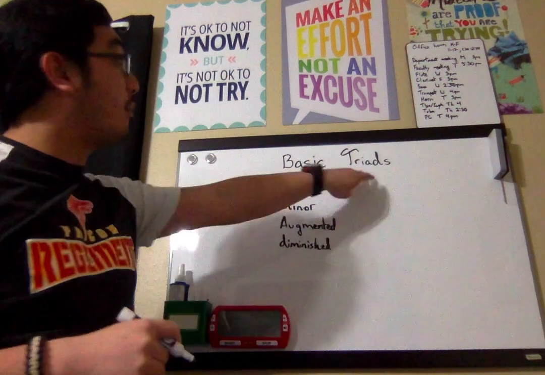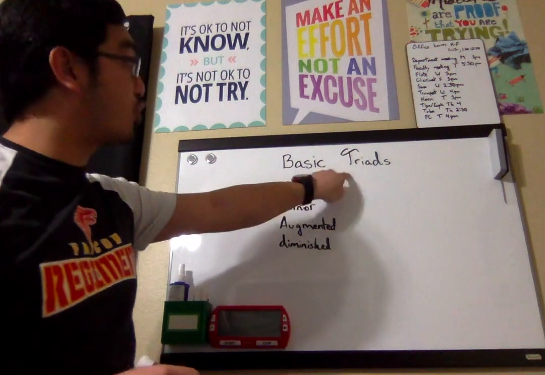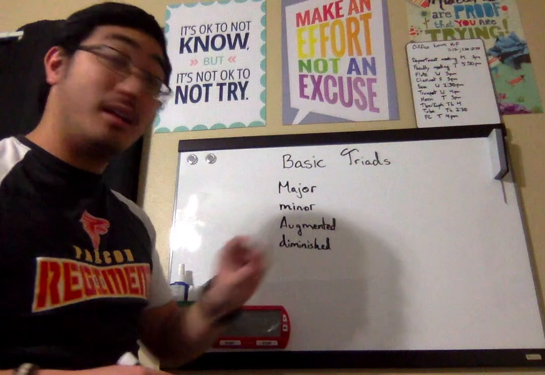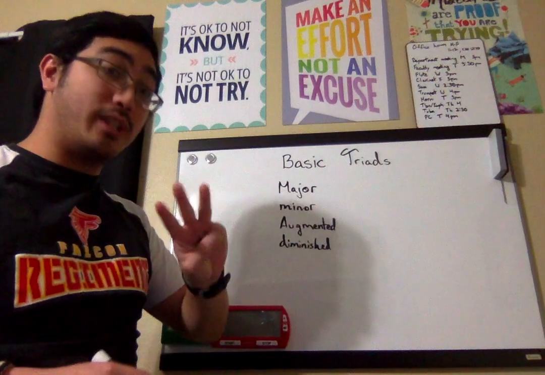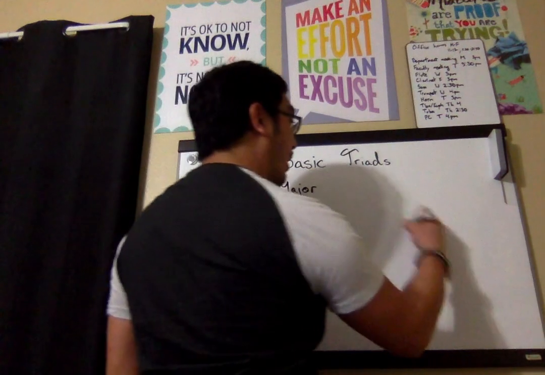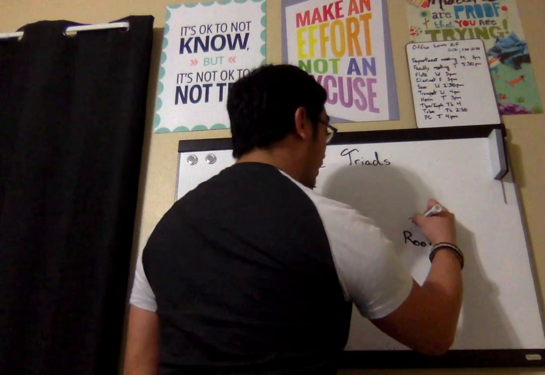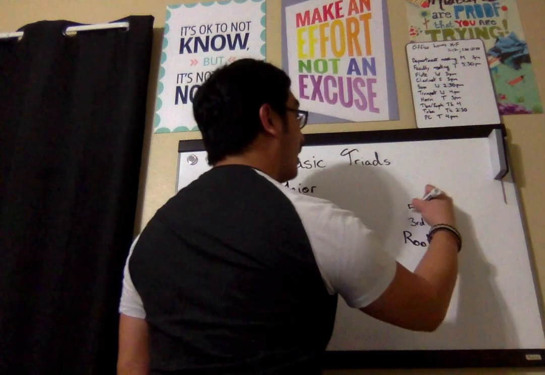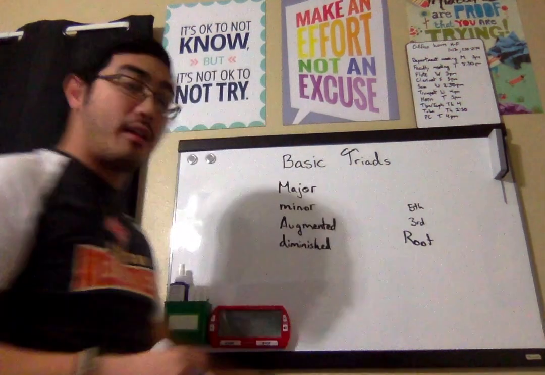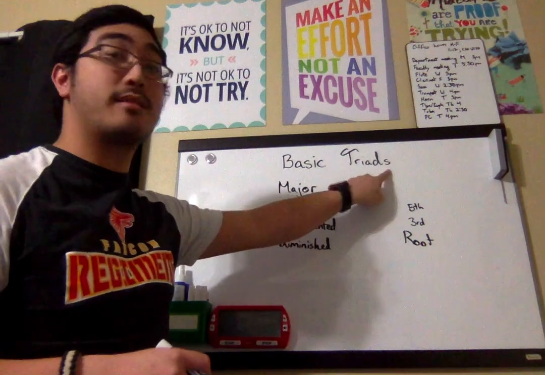So first off, we're going to talk about the word triad. Triad's prefix is tri, which means 3. In a triad, you have 3 notes. In our triads, they're all going to have a root, a third, and a fifth. These are functional names of different notes that we're going to have in our triads.